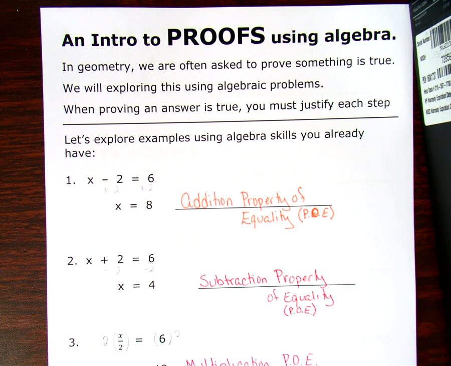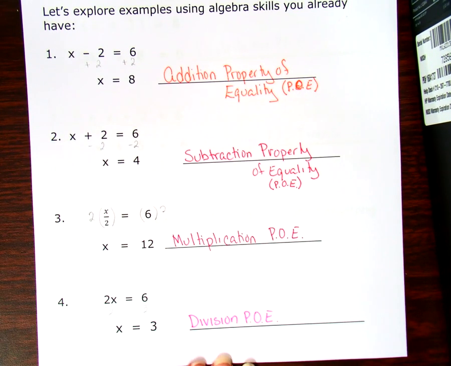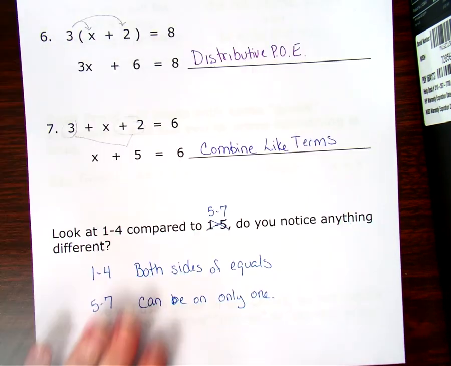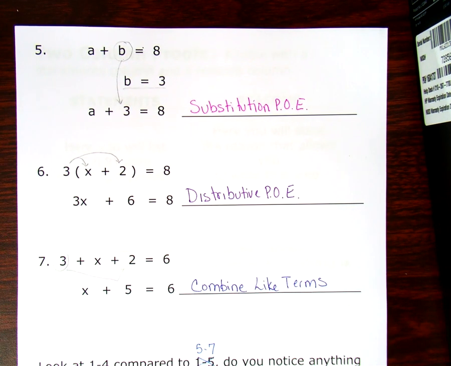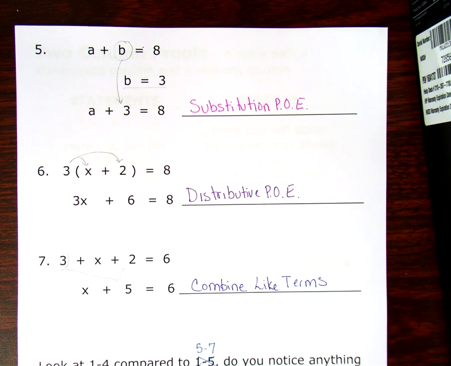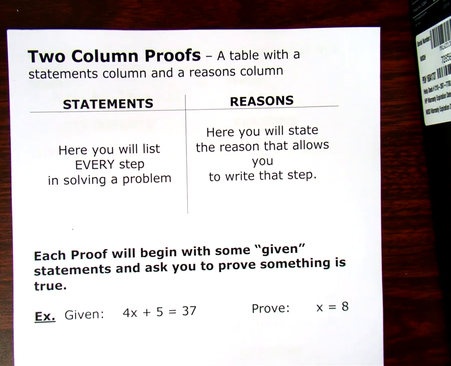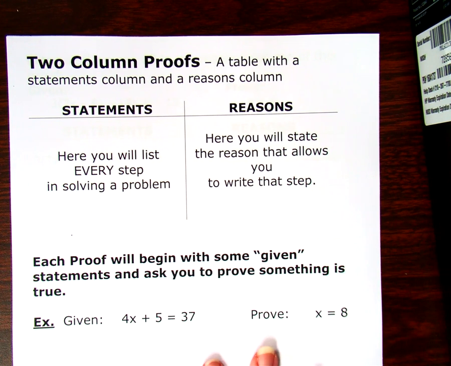All right, welcome back. So we looked at proofs and we looked at our properties of equality: addition, subtraction, multiplication, and division, and talked about how it has to happen on both sides of the equals. And then we looked at substitution, distributive, and combined like terms and discussed how that doesn't have to happen on both sides of the equals. So this combined like terms, oftentimes we get that confused with the addition and subtraction. Remember, addition and subtraction property of equalities happen on both sides of equals, and combined like terms happens on one side. Okay, so let's look at how to apply this in a proof situation.